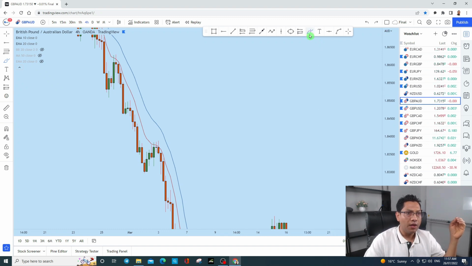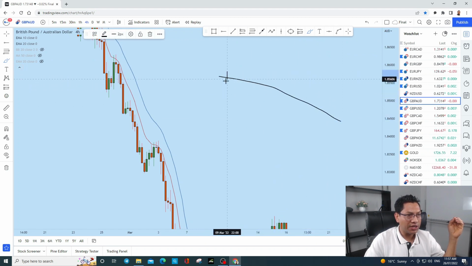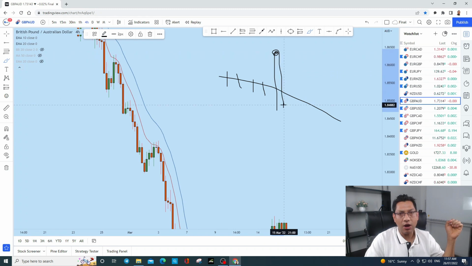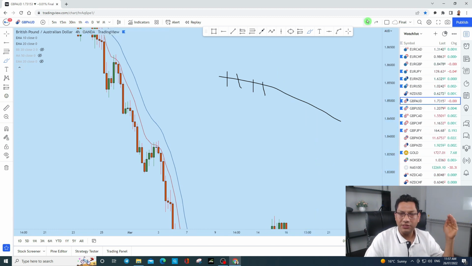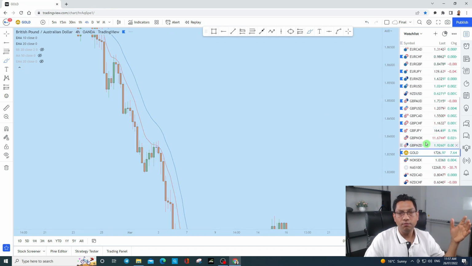Let's say you have a resistance here, and the price was creating a series of lower highs, and suddenly one candle broke this resistance, created a fake move, and then came back down to the resistance. So when you see this kind of fake move in a series of lower highs, one fake move, that is a sign the price is preparing for a bigger move to the downside. It's the same with a bullish or bearish market, but let me show you a couple of examples so you know what I mean by this.